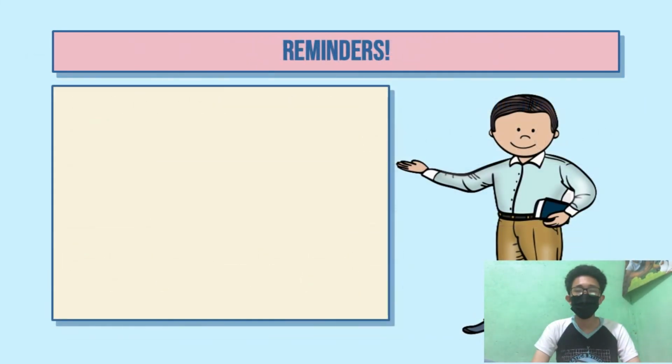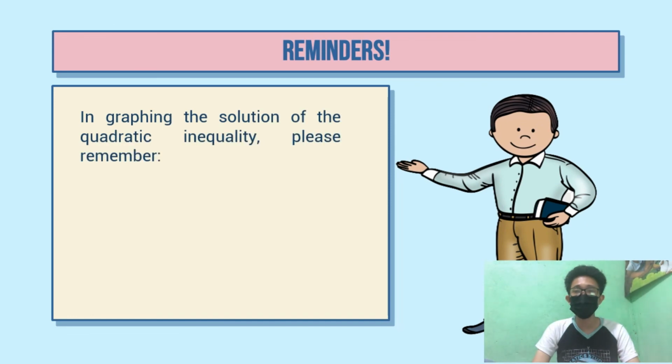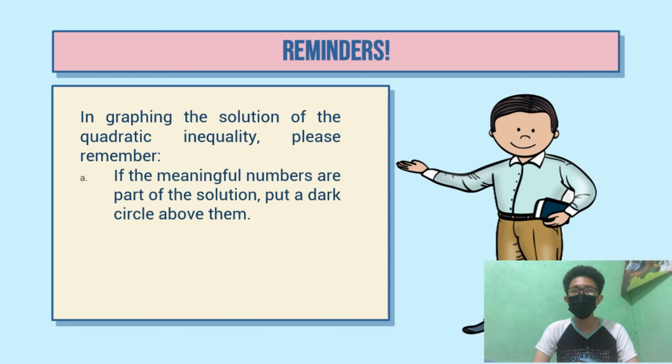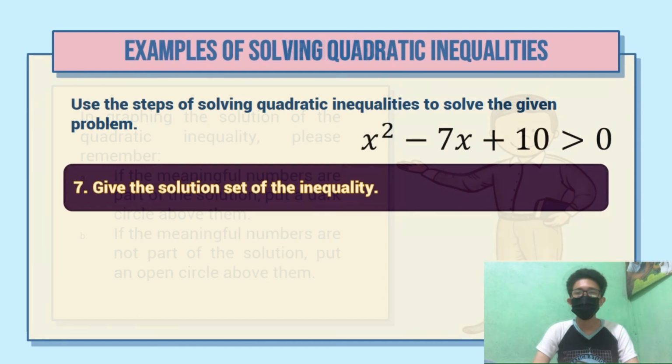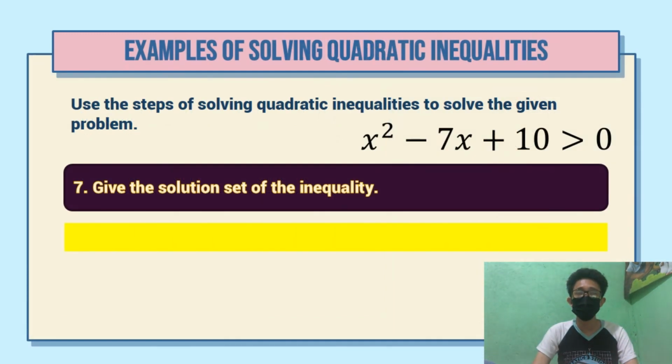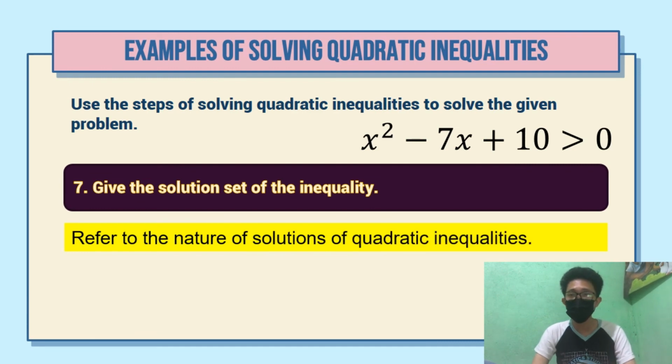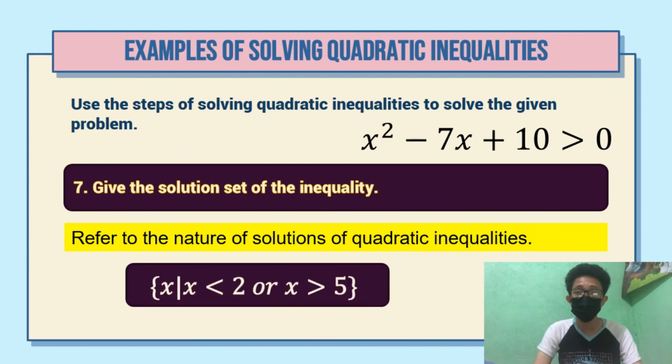We have a reminder that in graphing the solution of a quadratic inequality, if the critical numbers are part of the solution, put a dark circle above them. If the critical numbers are not part of the solution, put an open circle above them. Step 7, give the solution set of the inequality. We refer to the nature of the solutions of quadratic inequalities a while ago, and we conclude that the solution set will be x such that x is less than 2 or x is greater than 5.